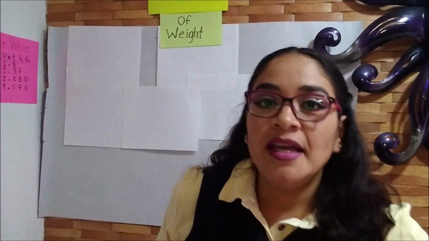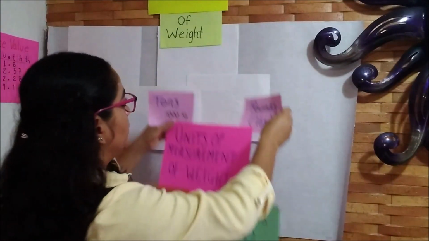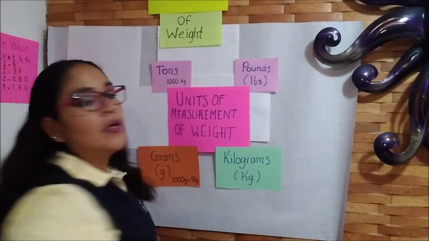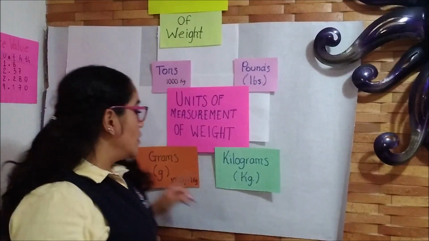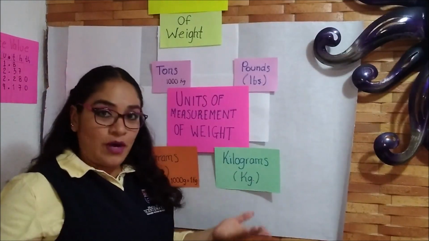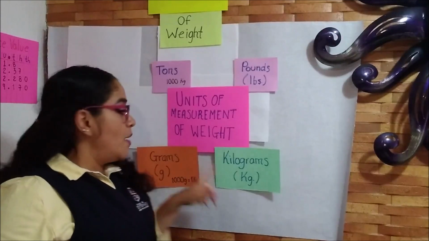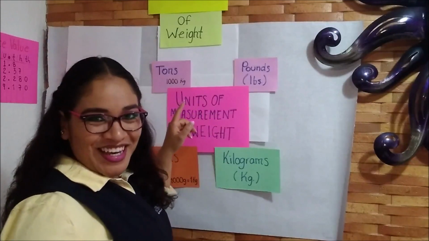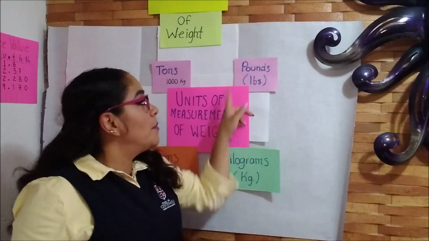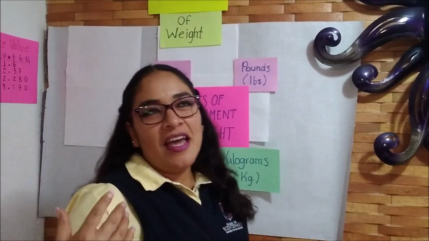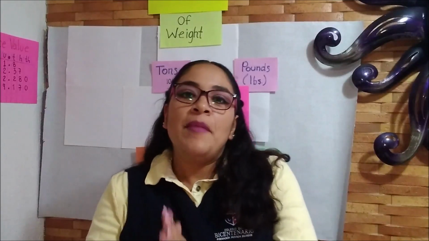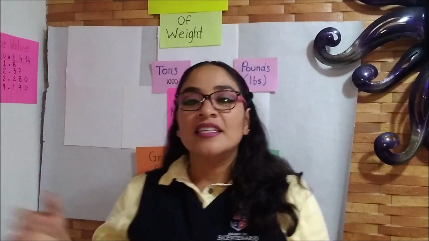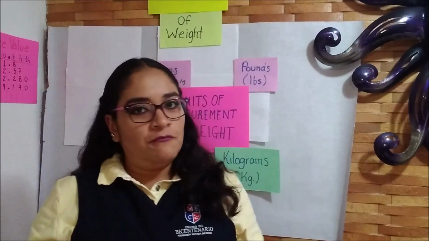Well, weight has certain kinds of units of measurement. For example, here in Mexico, we use grams and kilograms. We already know that 1,000 grams make 1 kilogram, and also 1,000 kilograms make a ton. Pounds are from the American system. Well, in the United States, they use pounds. If you go to the supermarket, you will ask for pounds of tomatoes, pounds of something.